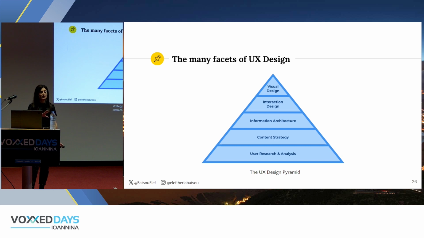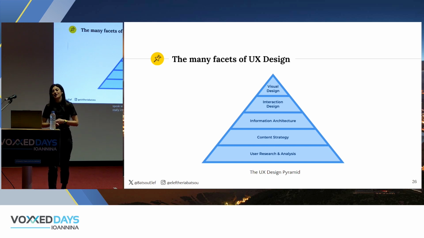The UX team will mainly focus on the 3 bottom layers. They will gather all the information and all the details. They will conduct interviews. They will speak with users, which is really, really, really important. And when they have everything, then they will continue with passing that information to the UI team.